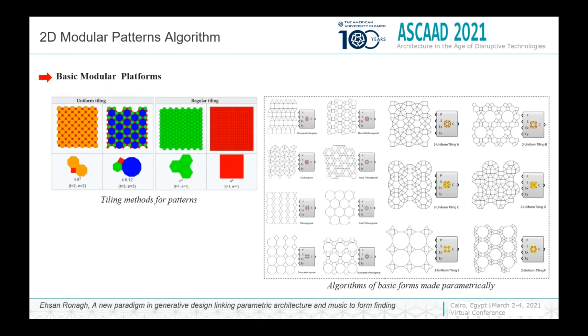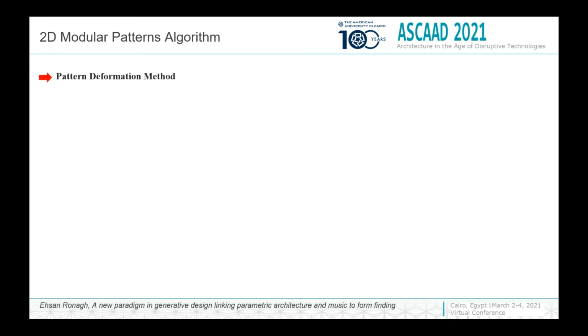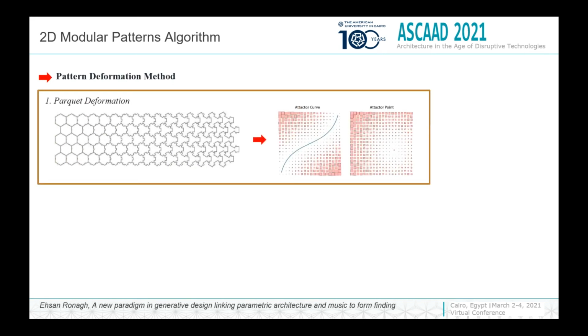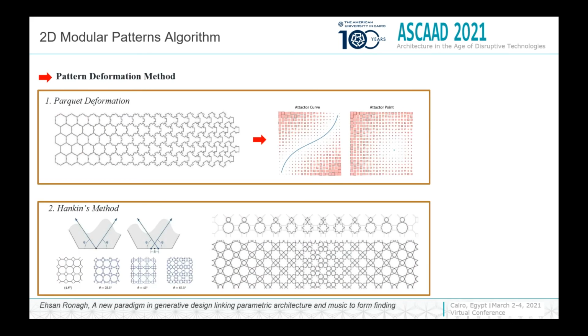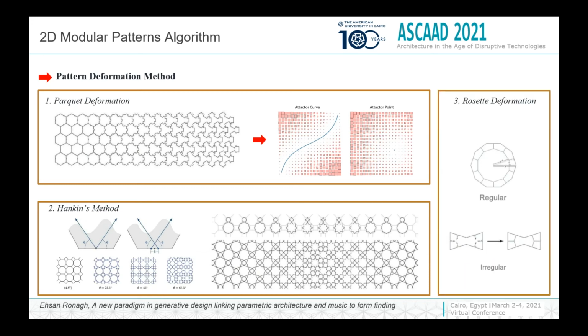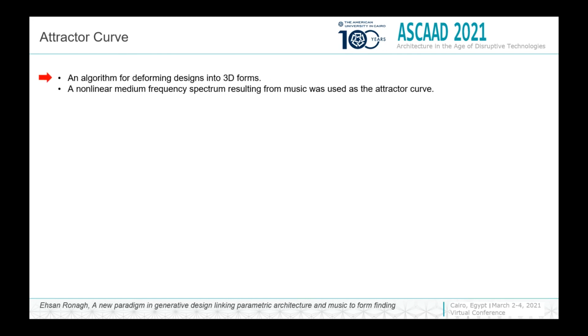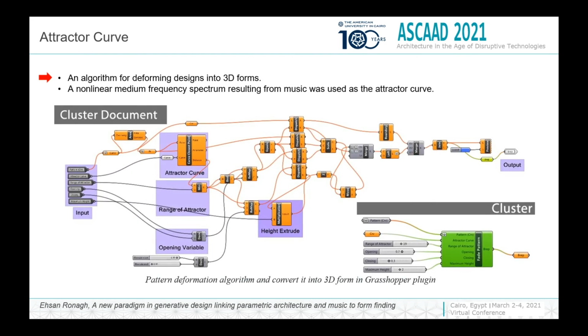Now, for changing basic platforms in order to deform them, we use three methods. The first one is pocket deformation and deformation by attractor point or attractor curve. The second one is Hankin's method, and the last one is Rosetta deformation. Finally, we script an algorithm for the deformation of those patterns in 3D shapes based on the attractor curve. This curve is the music spectrum curve line which was mentioned before.